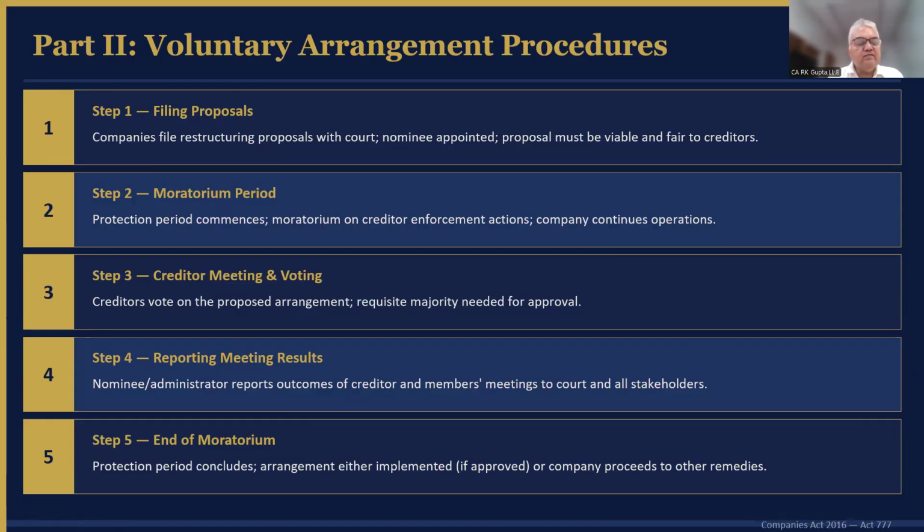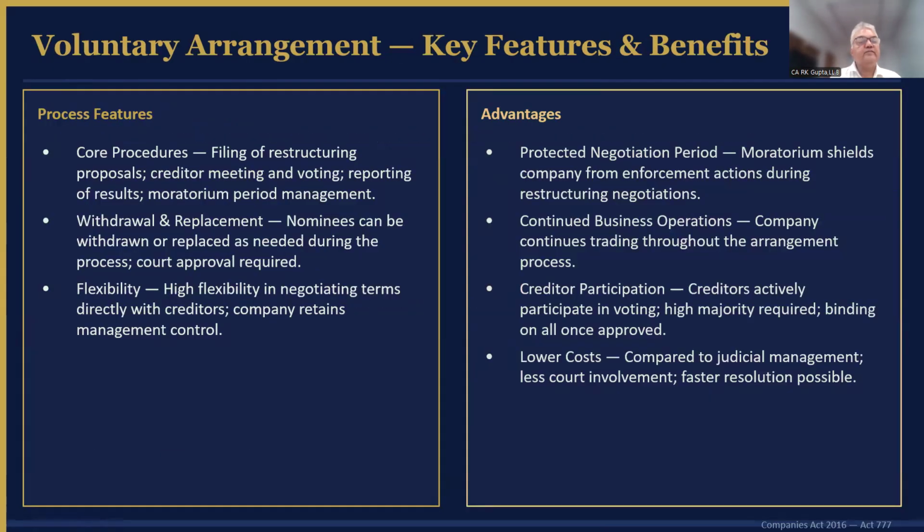Step 3 covers creditors' meeting and voting. Creditors vote on the proposed arrangement. Requisite majority is needed for approval. Step 4 is reporting meeting results. The nominee or administrator reports outcomes of creditors' and members' meetings to court and all stakeholders. Step 5 is the end of the moratorium, where the protection period concludes and the arrangement is either implemented in case approved, or the company proceeds to other remedies.